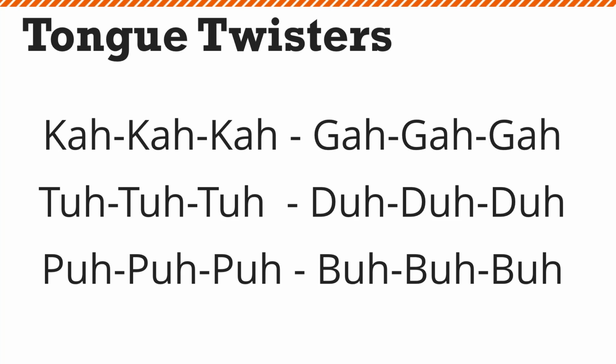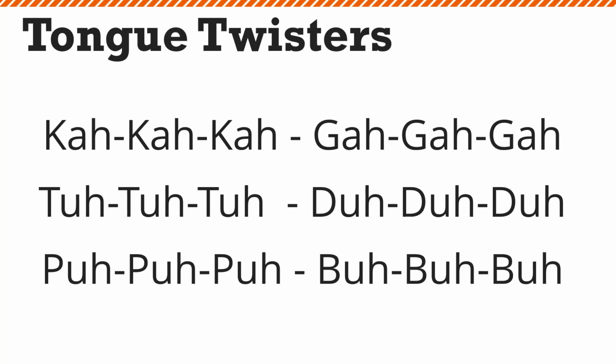So K and G, K and G, T and D as well, T and D, when the tip of your tongue is more forward on the back of your teeth to make both of those sounds. And same thing with P and B, P and B. Distinct different sounds, but the way your mouth makes them is almost identical. So practicing them back to back like this can help you to more clearly articulate distinctly those two consonant sounds.